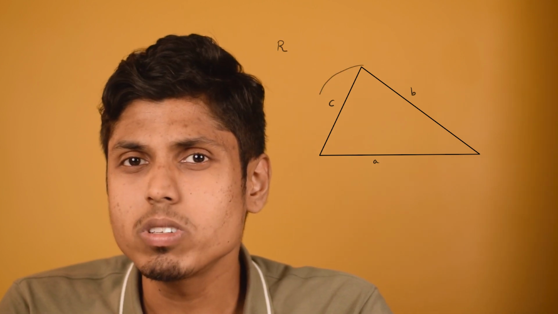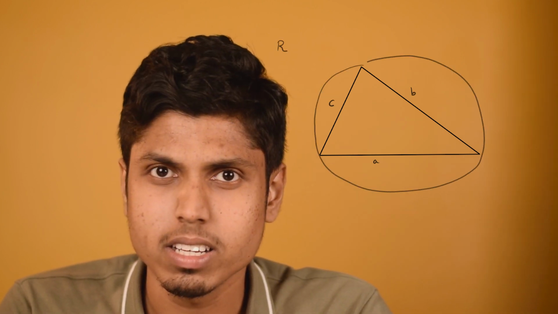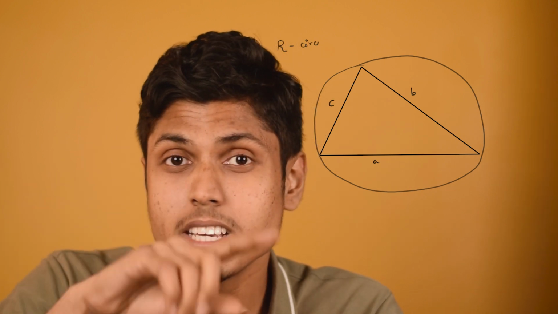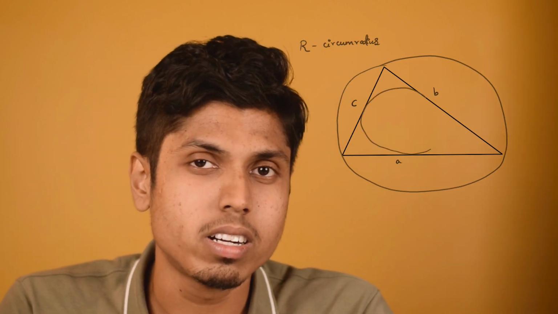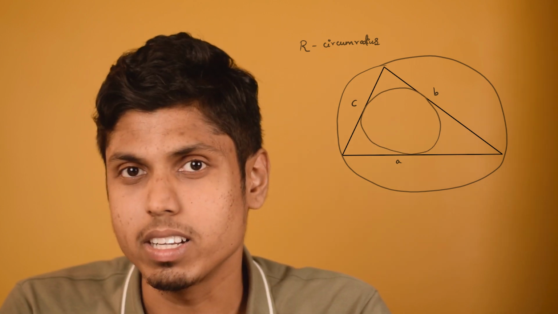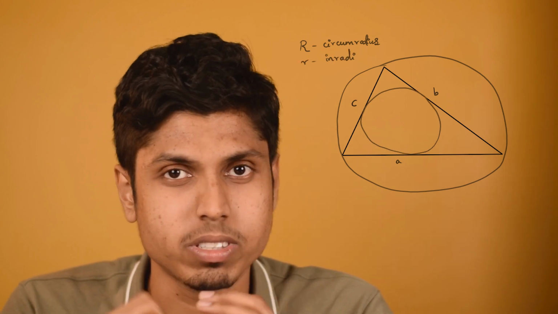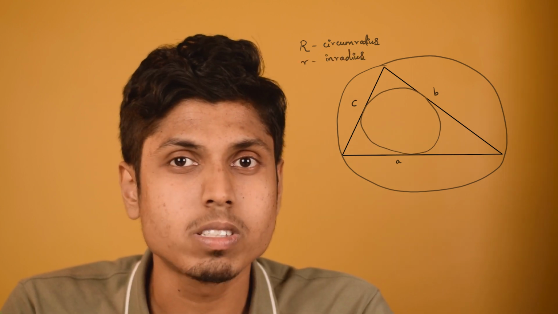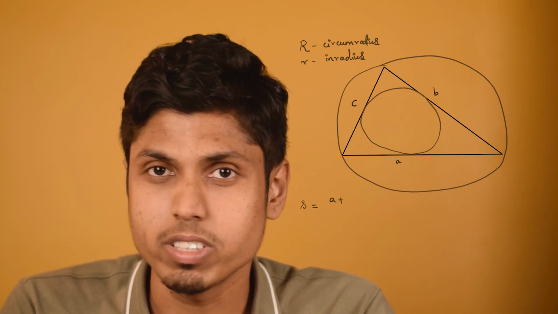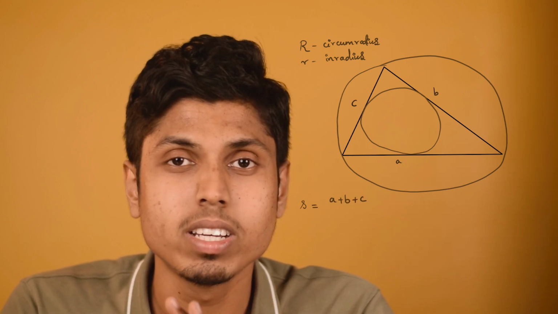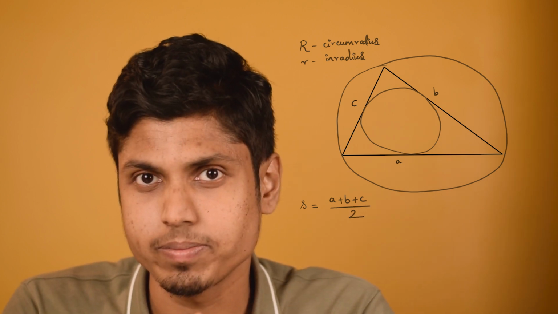And let's consider a triangle with side lengths a, b, c. Let capital R denote the circumradius of the triangle, that is the radius of the circumcircle, and small r denote the inradius of the triangle, that is the radius of the inscribed circle, and we have small s that denotes the semiperimeter of the triangle, that is half of the perimeter of the triangle.